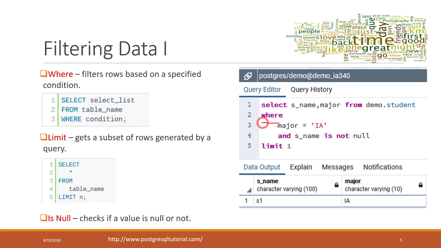Okay, so in the where clause I want to say the major equals I. Here I use another keyword, AND, which means both conditions must be met, and the student name is not null. And I just want to see only one result, so I say limit one. Okay, so let's see how that looks.